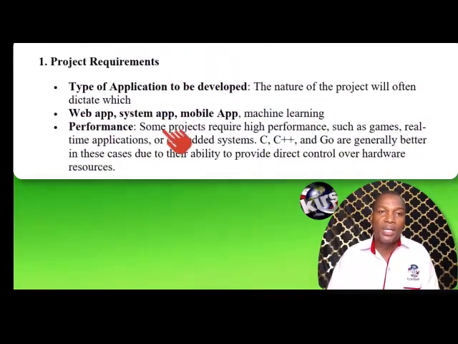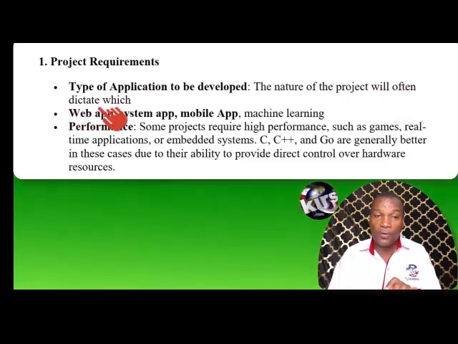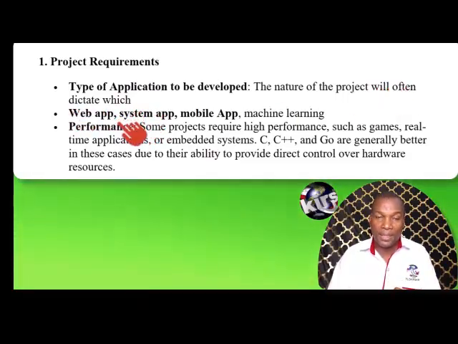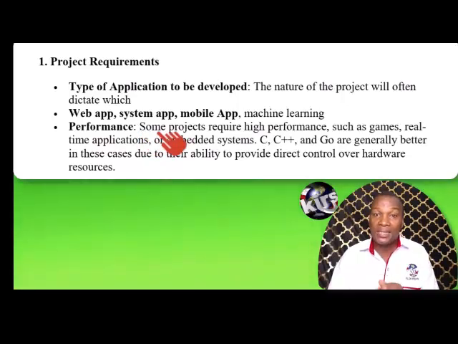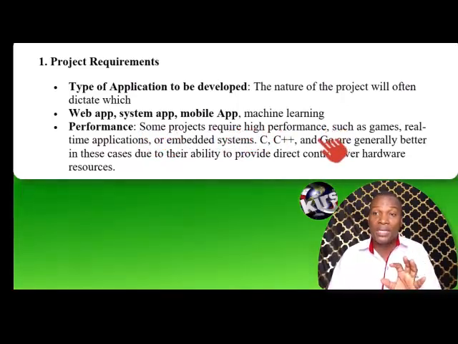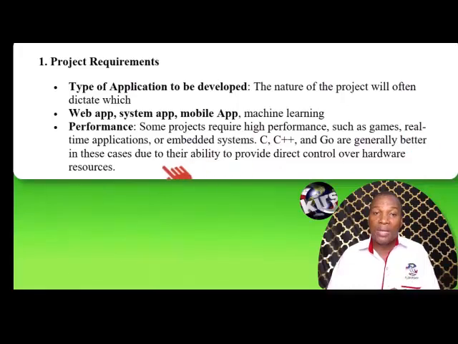Factor number one is project requirement. The type of application to be developed, the nature of the project, will often dictate which language to use. Web application, system application, mobile application, machine learning. And of course, the other thing is performance. Such projects require high performance, such as games, real-time applications, or embedded systems. C, C++, and such are generally better in these cases due to their ability to provide direct control over hardware resources.